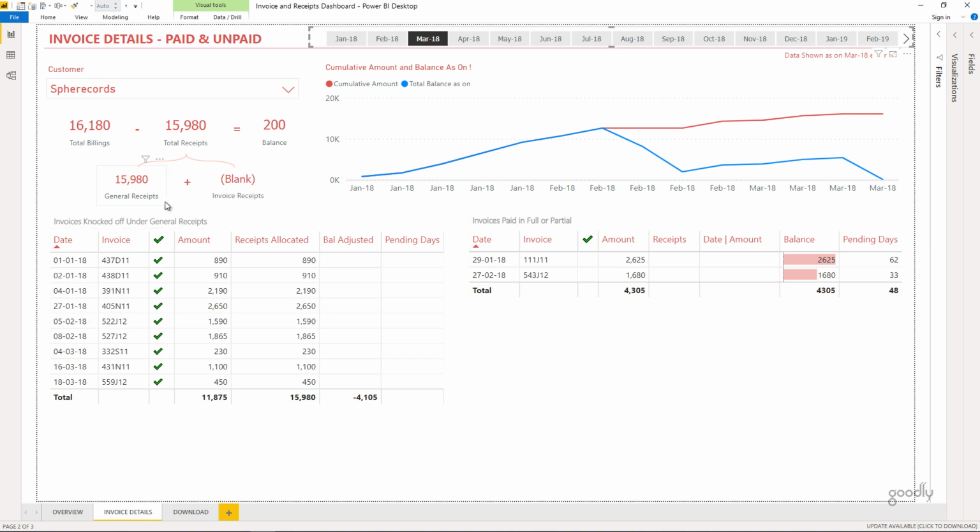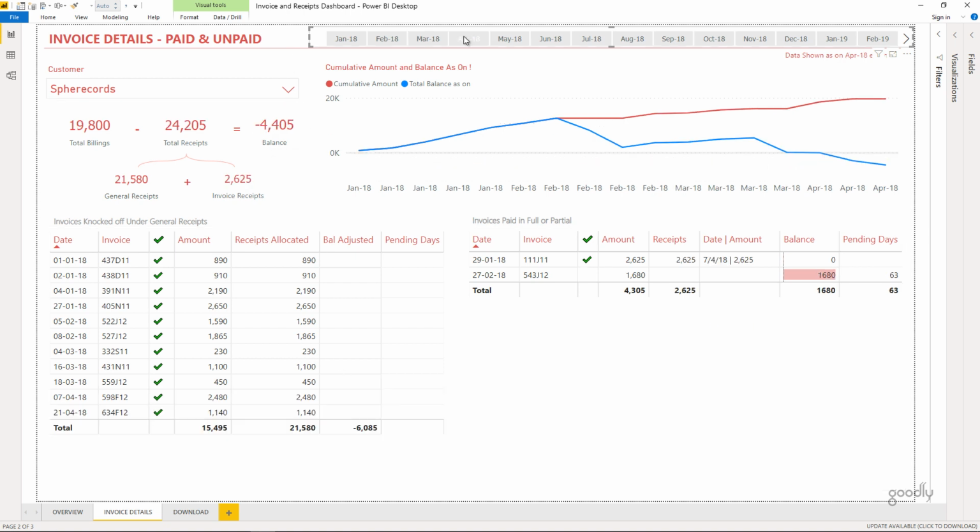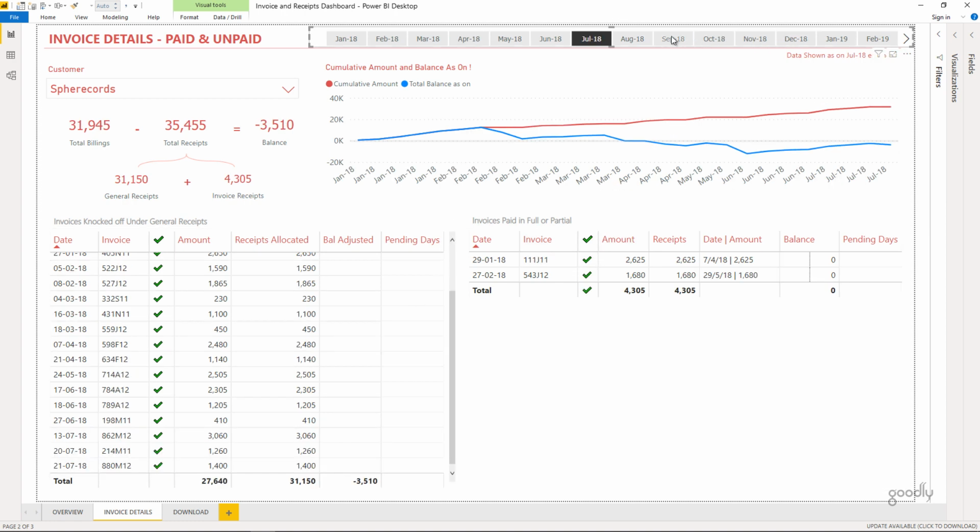So more money received from the customer, and you can see the balance still went up by negative 4,105. There is some balance here, so the set of balance is $200, which is shown up right here. In the month of April, we received some money against this invoice, 2,625 received on the 7th of April, and the invoice balance is 0. So this invoice has been cleared, and you see a check mark here. Let's just maybe move on to the month of September.